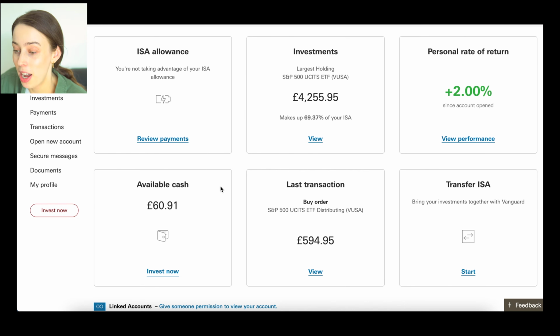In the bottom left, we have this box, available cash, and this is just the amount of money that you have outside of any of your investments. So this is not money that's tied up in your investments, but instead money that you can either deploy into investments or you can just keep it there if you want some cash on your account.